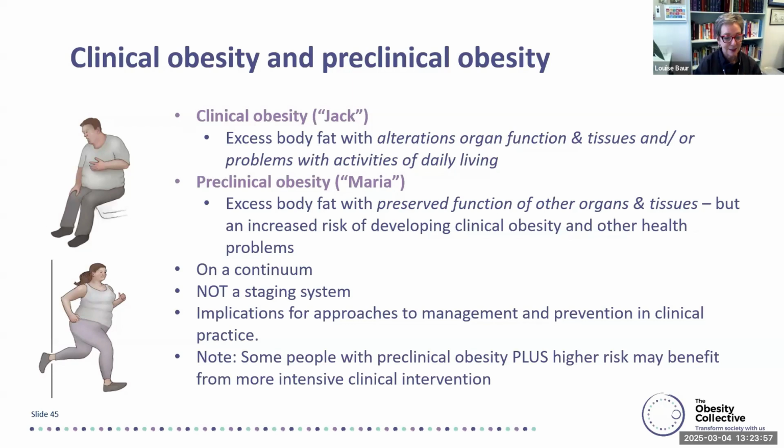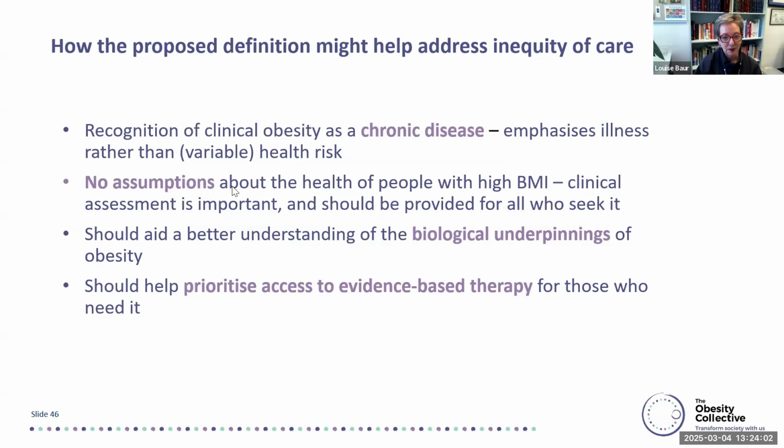Now, if we go to the last slide, I'll just reflect a bit on how the proposed definition might help address inequity of care. I think it's important. One of the ideas behind this was that recognition of clinical obesity as a chronic disease emphasises illness rather than potentially variable health risk, and may help, therefore, improve the legitimacy, which we should never have actually had to prove, of the importance of actually treating clinical obesity in a healthcare system.